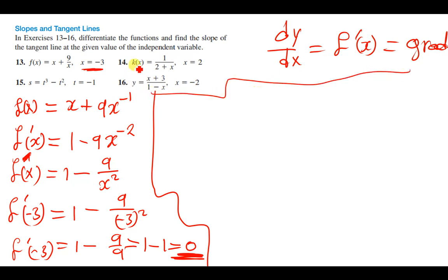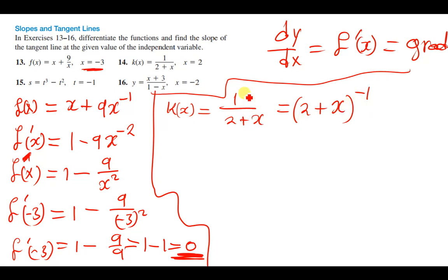For this one, we have f of x is equal to 1 over 2 plus x, at x is equal to 2. To find the derivative of this, we know that this can also be written as 2 plus x to the power negative 1.